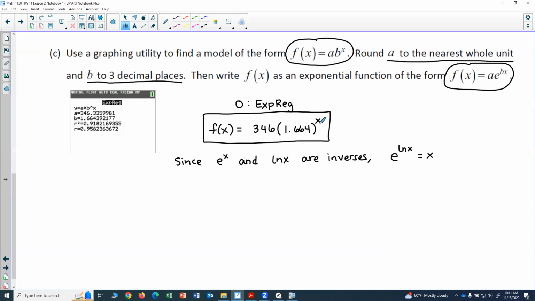So if I want to change the 1.664 into an e to a power, then what I would do is I would say 1.664 is equal to e to the natural log of 1.664. So I'm going to replace the base of 1.664 with e to the natural log of 1.664.